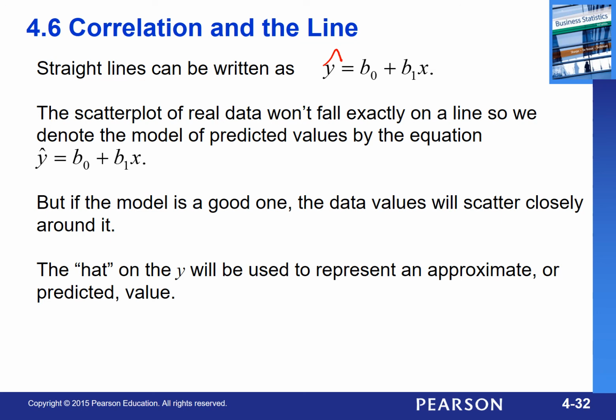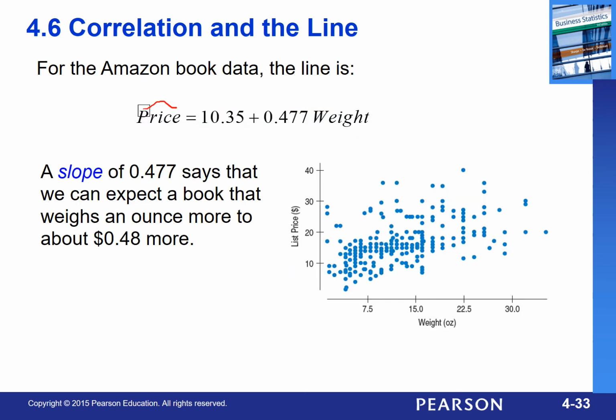Let's look at my Amazon data as an example of this. The line of best fit for the Amazon data, this little box is showing up, that should be a hat, says that the predicted price would be 10.35 plus 0.477 times weight. So looking at the slope, that means for every ounce of weight I add to my book, my price goes up by about 0.477, or about 48 cents. So what you've learned from this is it's okay to be wordy if you can sell your book, because the heavier the book is, the more money you'll make, right?